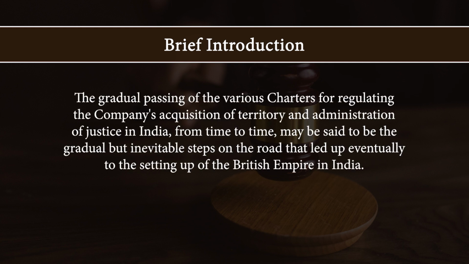The gradual passing of the various charters for regulating the company's acquisition of territory and administration of justice in India from time to time may be said to be gradual but inevitable steps on the road that led up eventually to the setting up of the British Empire in India.